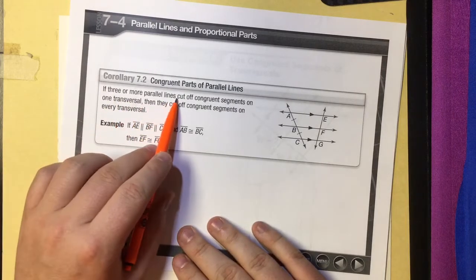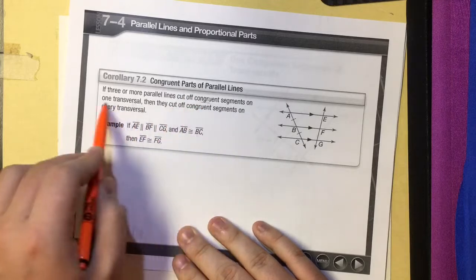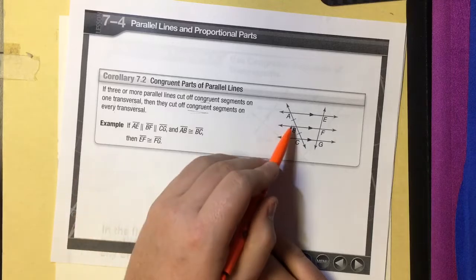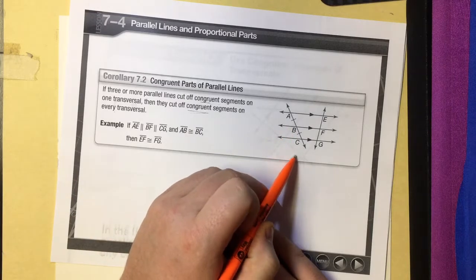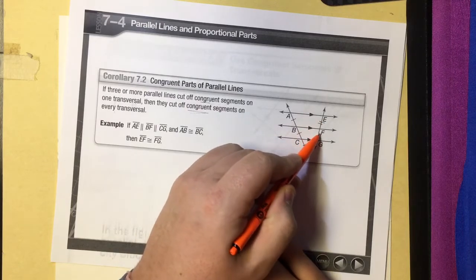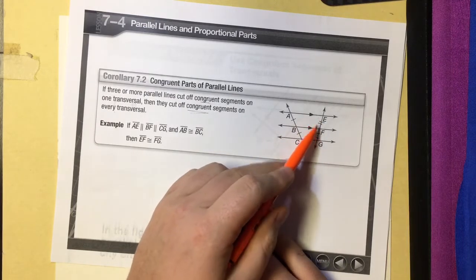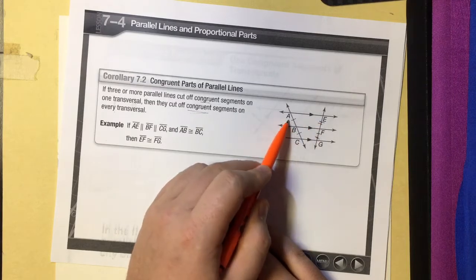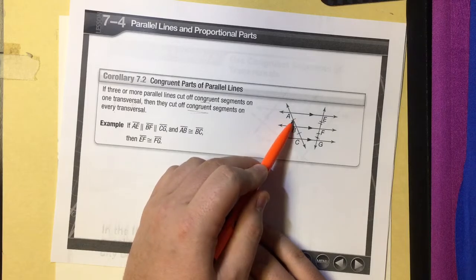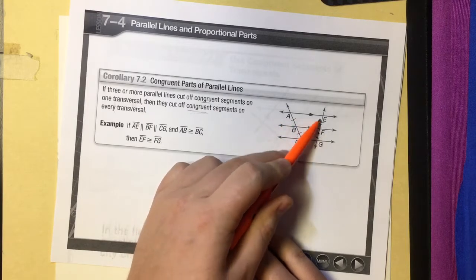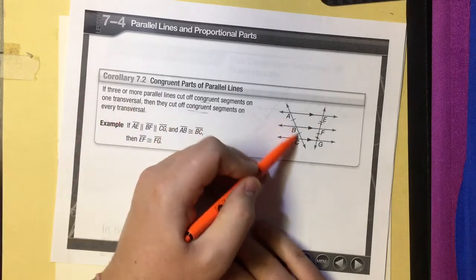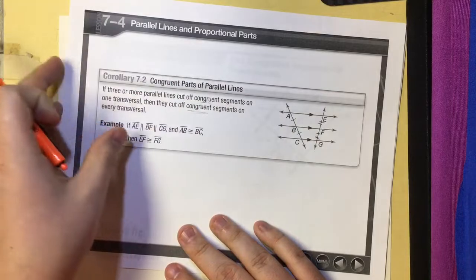If three or more parallel lines cut off congruent segments on one transversal, it's going to cut off congruent segments on every transversal. So if AB is congruent to BC, these pieces over here have to be congruent to each other as well. This piece is congruent to this piece. Not necessarily all four. The reason why that works is if this is 1 to 1, since they're proportional, this also has to be 1 to 1. So if these are 1 to 1, these have to be 1 to 1 as well.